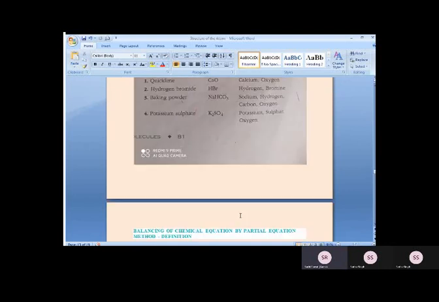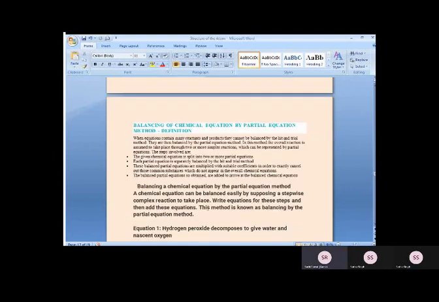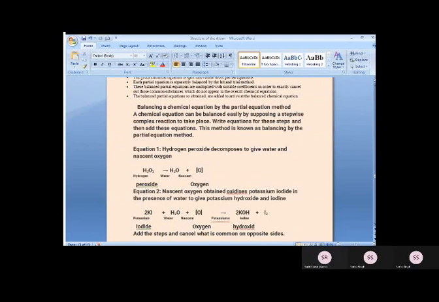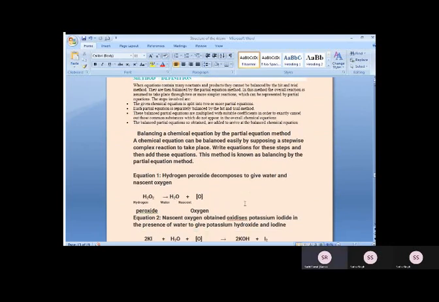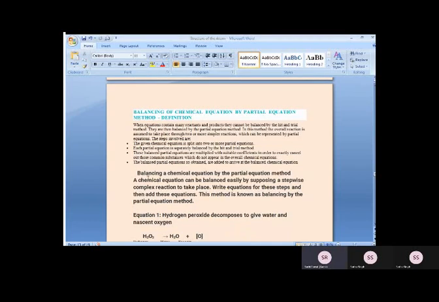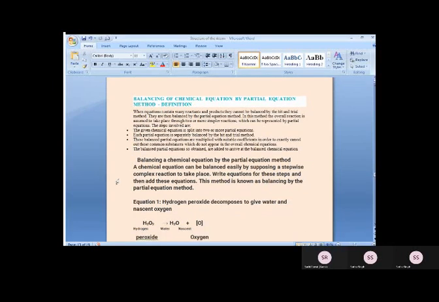So previously we discussed the hit and trial method. Now we will discuss the partial equation method. In this method, we first split the given chemical equation into two or more partial equations. This is the first step. Then each partial equation is separately balanced by the hit and trial method.